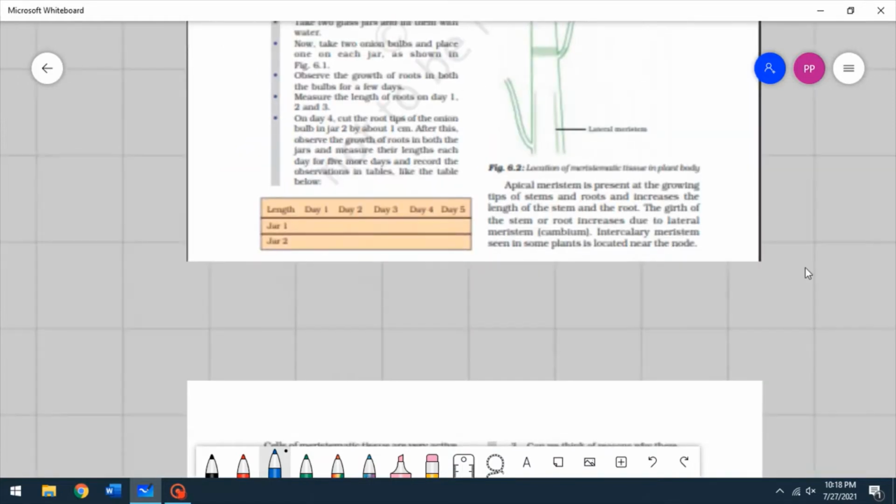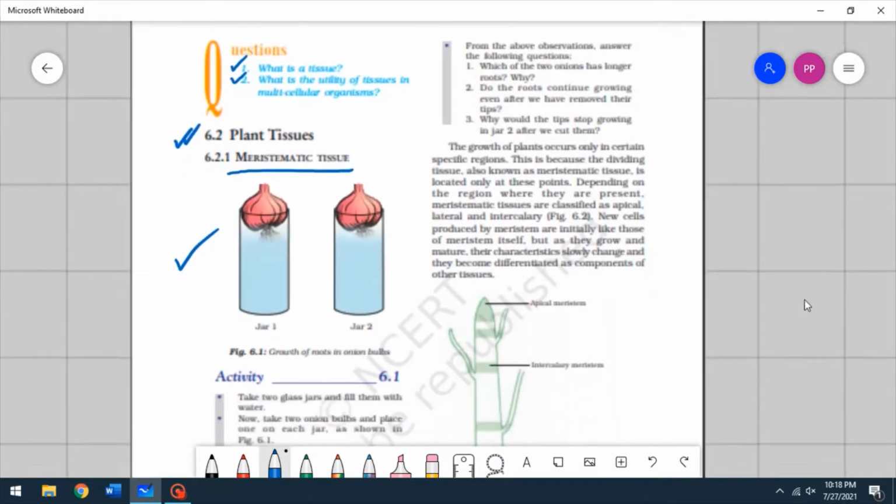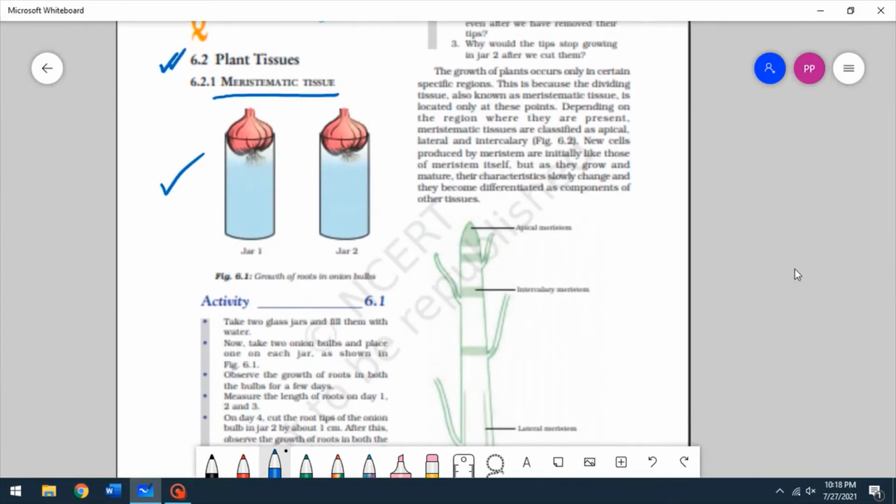They're all pretty easy to obtain, the material for the experiment, so this can be done at home. So the growth of plants occurs only in certain specific regions, like we talked about previously. There is limited growth in specific regions for plants, but that's not how it is for animals, but that is how it is for plants. This is because the dividing tissue, also known as the meristematic tissue, is located only at these points. Which points? The points where we observe growth in this experiment.